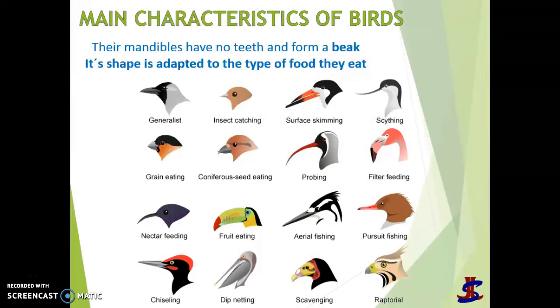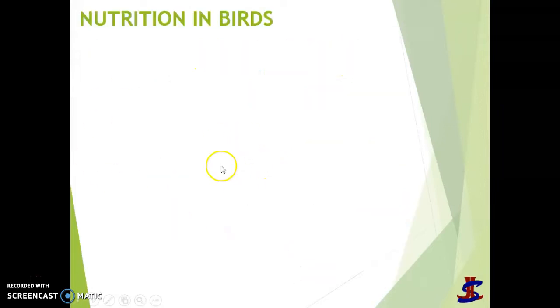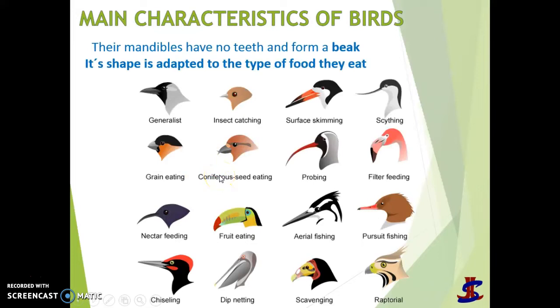What more? They don't have teeth. Their mandibles form a beak, and the shape is adapted to the type of food they eat. If they have to break seeds from conifers, they have this kind of beak. If they have to eat grain, they have this kind of beak. If they have to break wood, like the woodpecker, they have this kind of beak. If they have to eat the flesh of animals, they have a beak like the hook of raptors. If they have to fish, they have the shape of a pelican, for instance. You see, there's a great variety of shapes, and it's amazing.